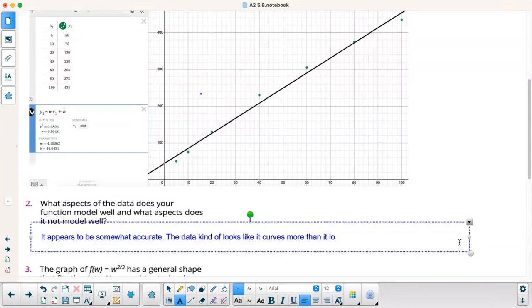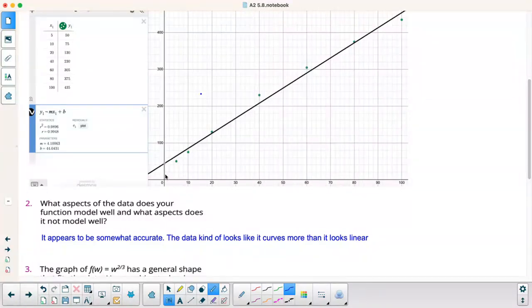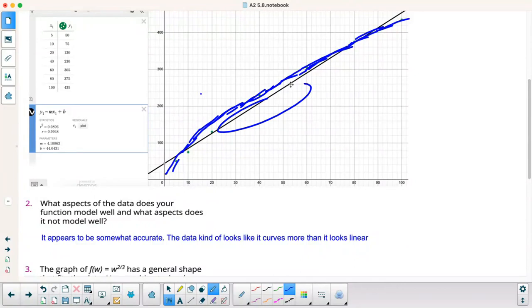It looks linear. Okay, so when I say that, I'll do my best to draw this. It's hard to draw this here. It kind of looks like it's more curved like that. Okay, that's the best I can draw it there. Because if you look right here, there's a giant gap where there's no real data on our graph.